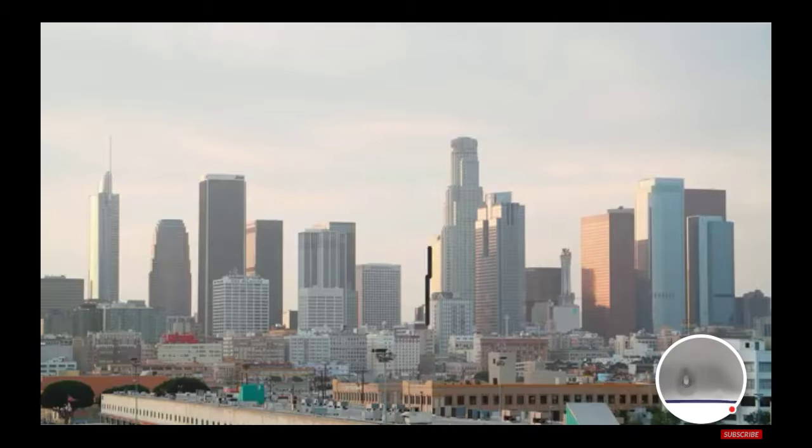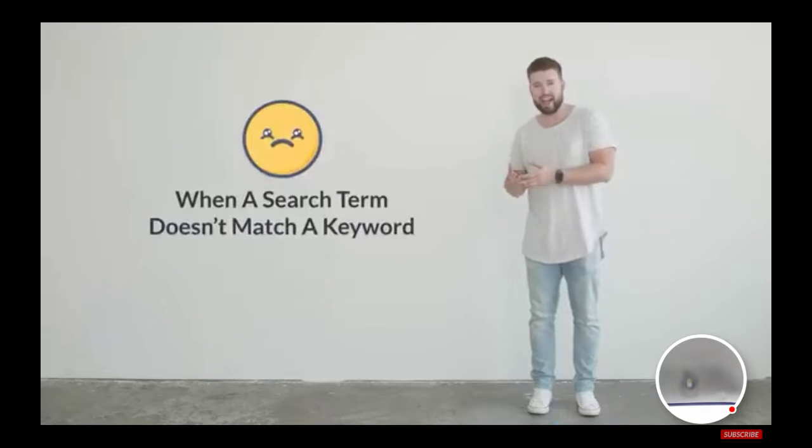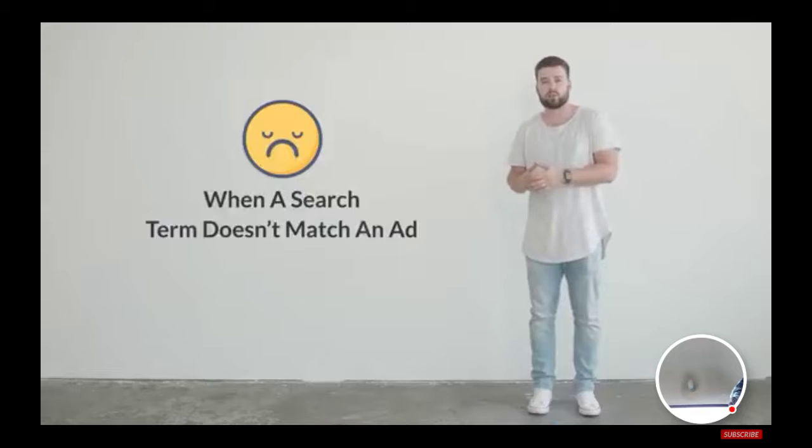Here's how it works. Before you can take advantage of single keyword ad groups, you need to understand the value of granularity. The keywords in your account are what you can control, and this is what you bid on. The search terms are what you can't control, and this is what you're actually paying for. So when a search term doesn't match a keyword, and worse yet, it doesn't match an actual ad, you're leaving a lot of click-through rate on the table, which equals worse performance for you.